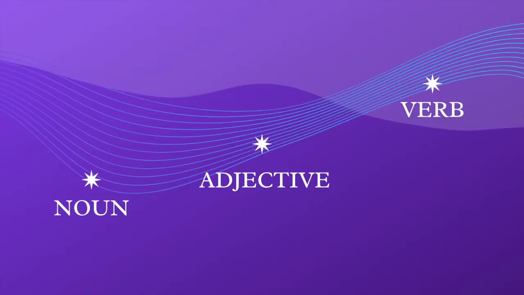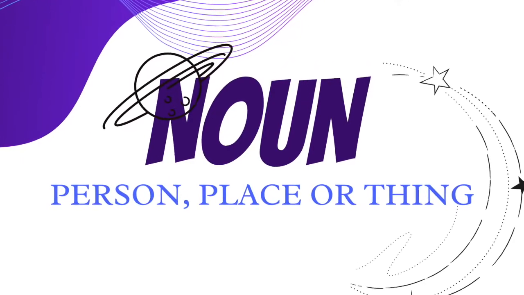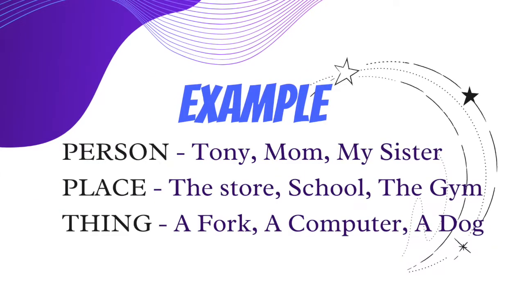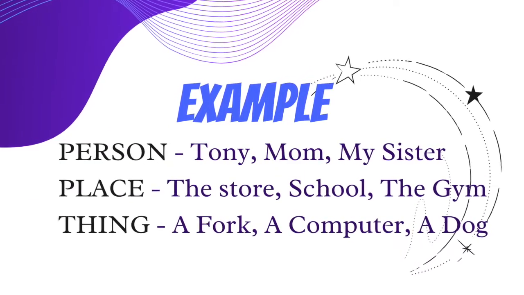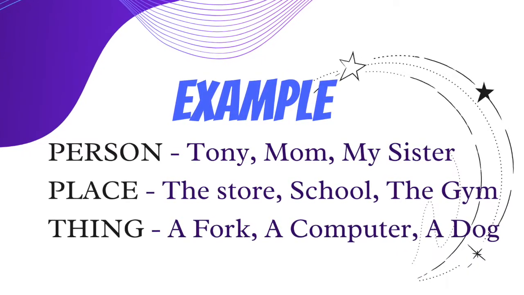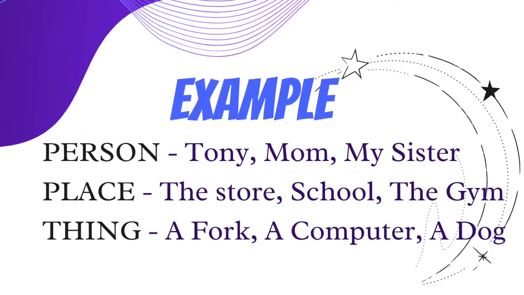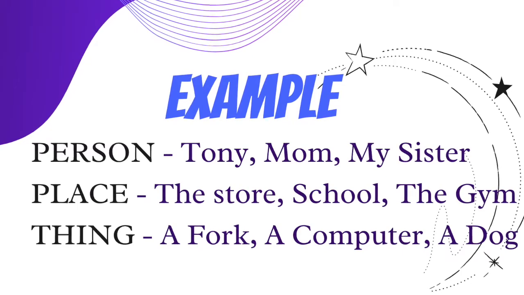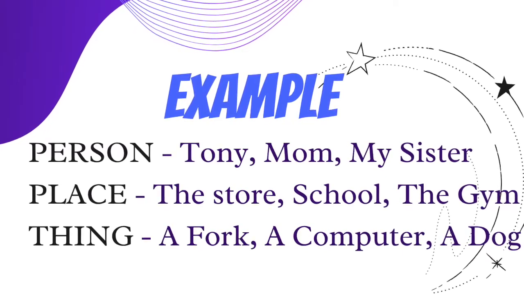I know you've already learned these things with your homeroom teachers, but for this assignment, we're going to review what nouns are, what adjectives are, and what a verb is. A noun is a person, place, or thing. Take a look at these examples. A person might be Tony, a mom, or your sister. A place would be the store, school, or the gym. A thing would be a fork, a computer, or a dog. To complete your assignment, you can use any nouns that you would like.